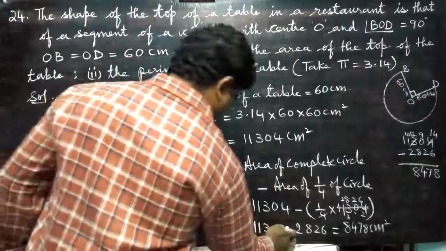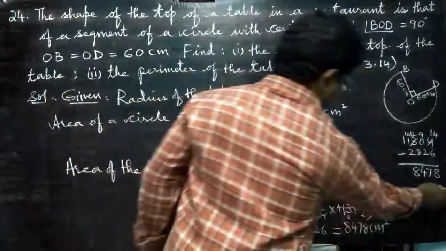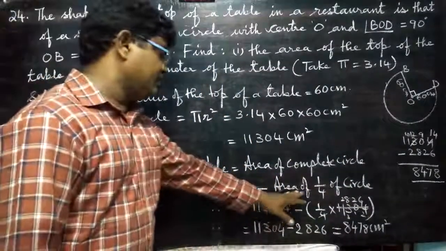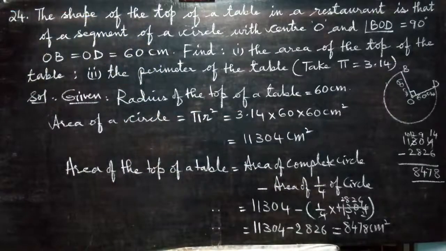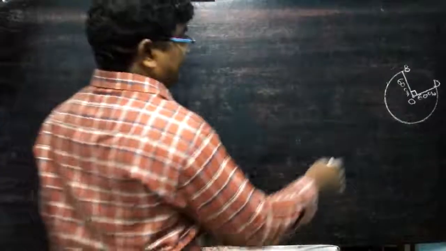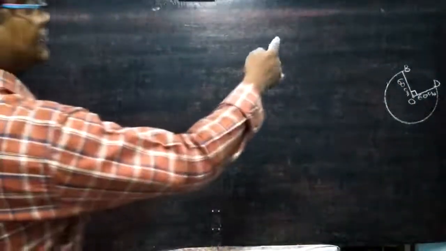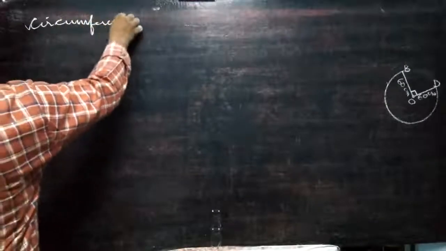Minus you have to do. Subtract. This is all part and parcel of the problem. From the complete circle, we are taking 1/4. 1/4 means 90 degrees. Out of 360, 360 by 4 is 90. Now they are asking to find the perimeter of this top of the table. So first find the perimeter of the circle, means the circumference of the circle.